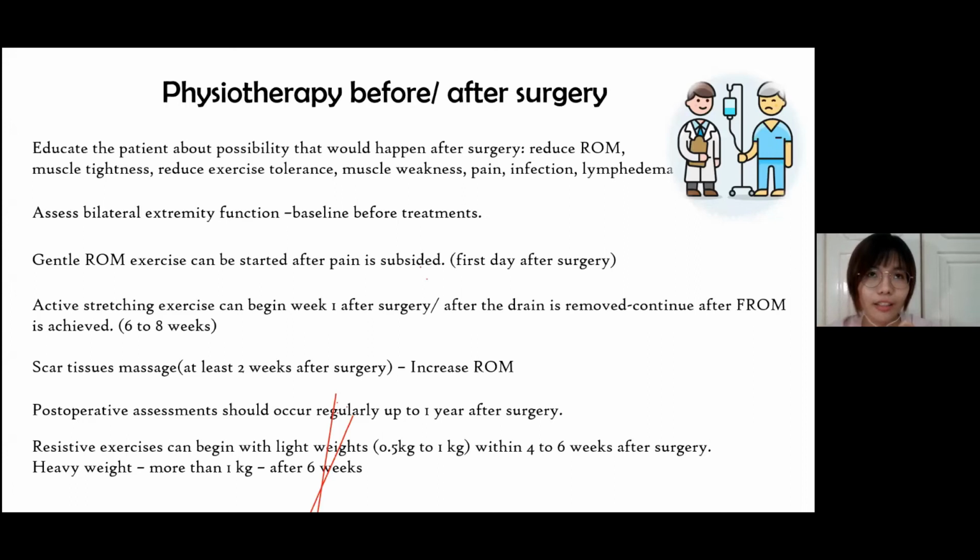If they come to see you, just keep following up to 1 year. And resistance exercise should be done with lightweight, 0.5 to 1 kilo within 4 to 6 weeks, and heavy weight, more than 1 kilo, after 6 weeks only.